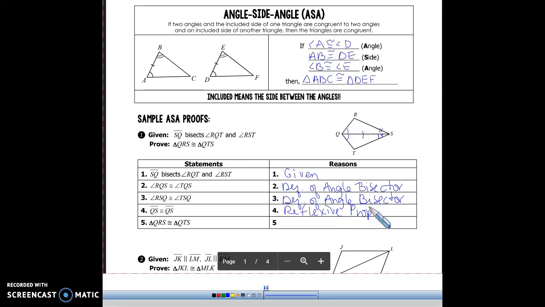And therefore, now we have enough parts of these triangles to prove that triangle QRS and triangle QTS are congruent. And what do we have marked in this picture? We have an angle, a side, and an angle. So these are congruent by angle, side, angle.